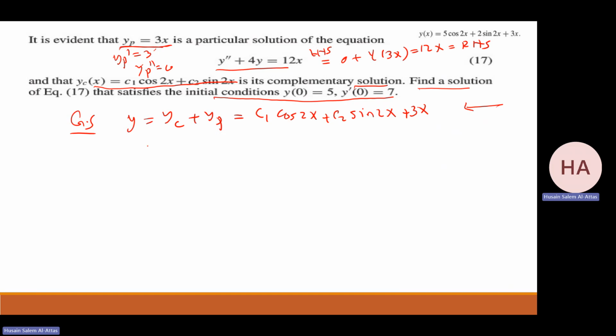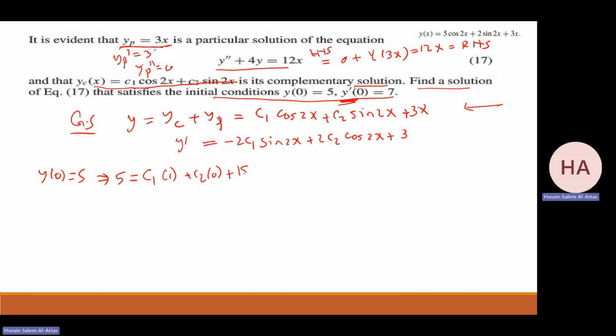So I need to find y prime because I need it here. It will be minus 2c1 sine 2x plus 2c2 cosine 2x plus 3. I know y at 0 equals 5. That implies 5 equals c1 cosine 0, which is 1, c2 sine 0 is 0, plus 15. So I have c1 plus 15 equals 5.